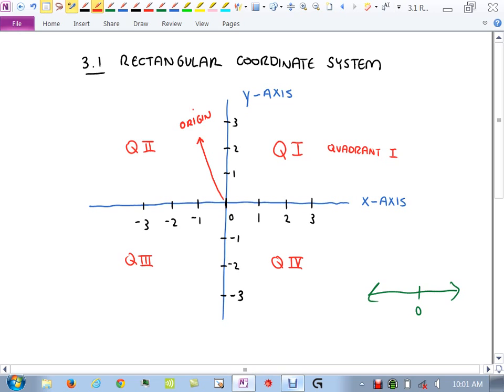Now, the reason why we use this rectangular coordinate system is to help us visually understand answers to equations, as we'll see later. But to do that, we have to understand how we can actually plot things like points and lines and different curves.